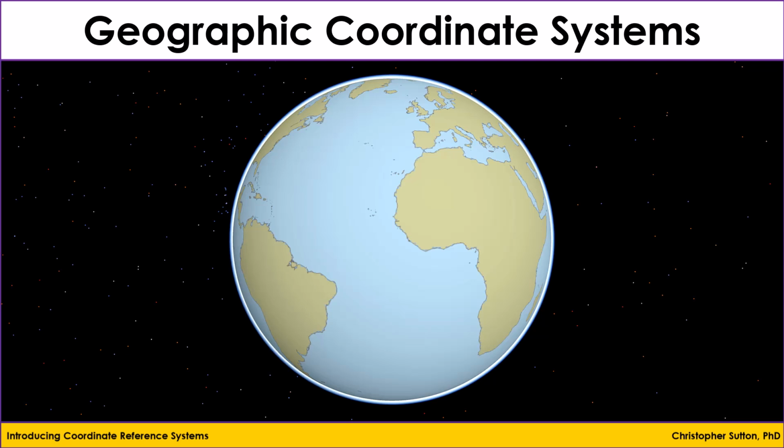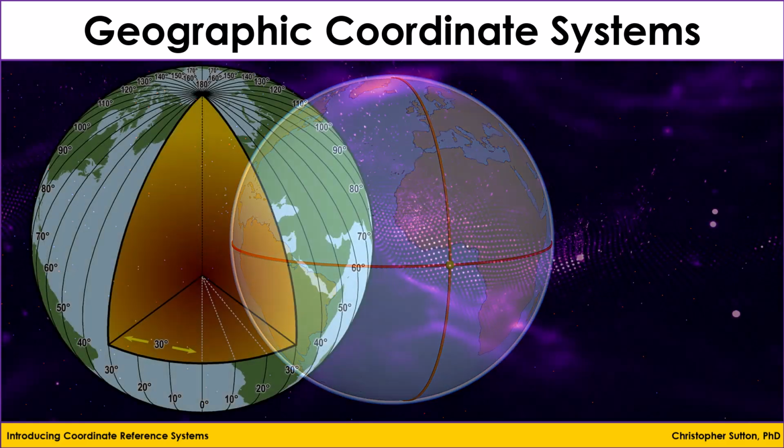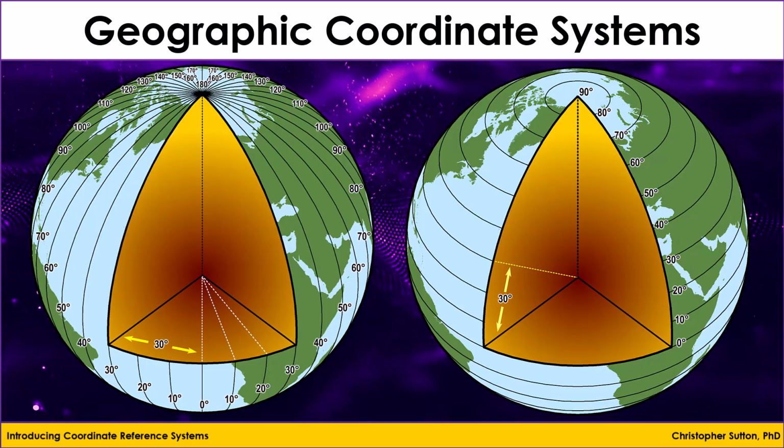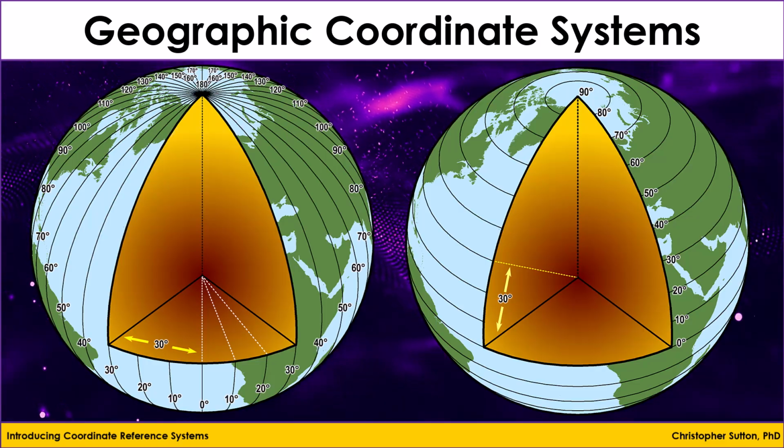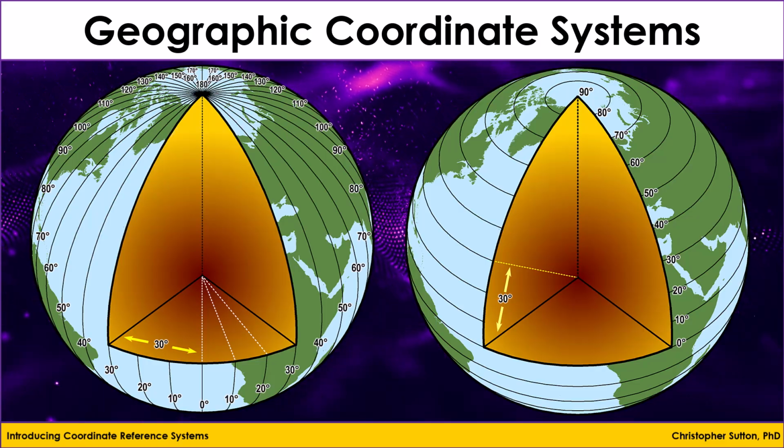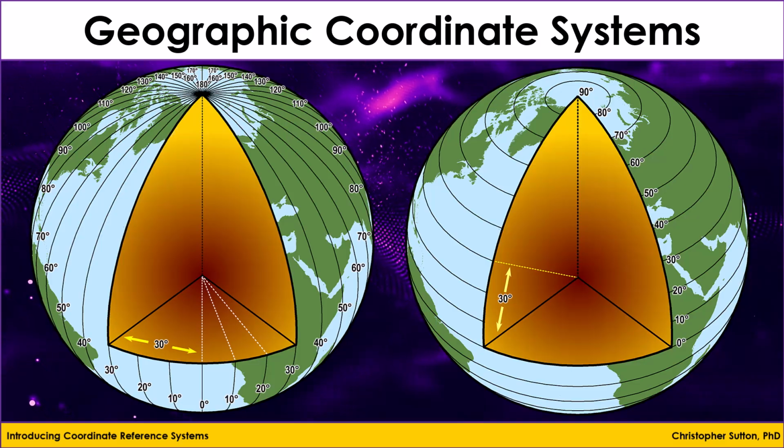A coordinate system will have an origin, which is the position from which coordinates are determined. A geographic coordinate system has its origin at the intersection of the prime meridian and the equator. GCS coordinates are expressed as longitude and latitude. We use angular units for coordinates, and they are conveyed as degrees of arc from either the prime meridian or the equator.